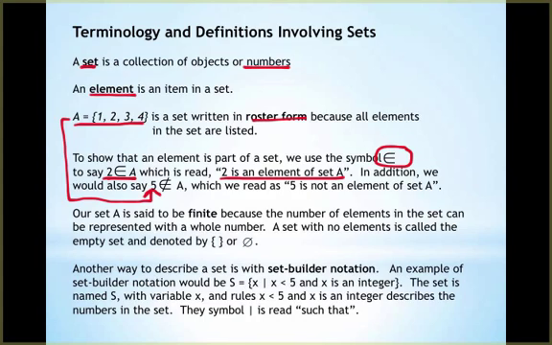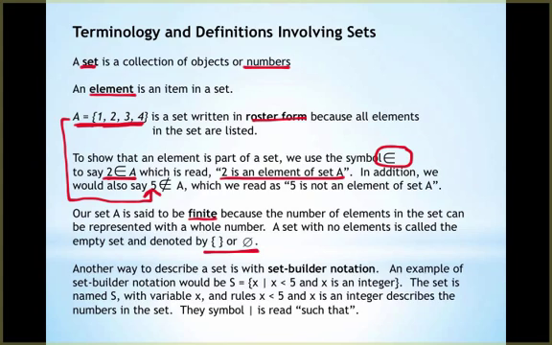Our set is said to be a finite set because the number of elements in the set can be represented by a whole number. So if you notice here in set A, we would say that's finite because there are 4 numbers in our set. If you can't represent that by a whole number, then we call it an infinite set. We also talk about a set that has no elements, and that's called the empty set, which you can write two different ways. The brackets with nothing in it, or a 0 with a slash through it.